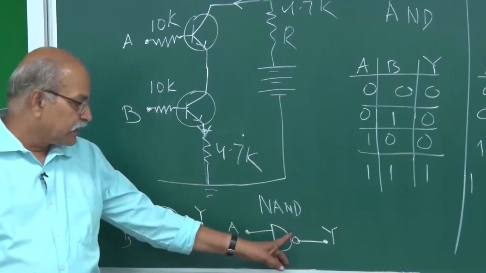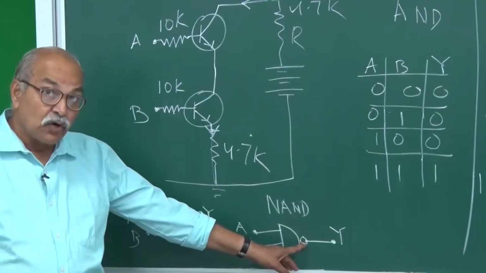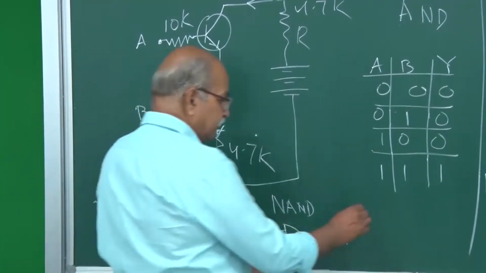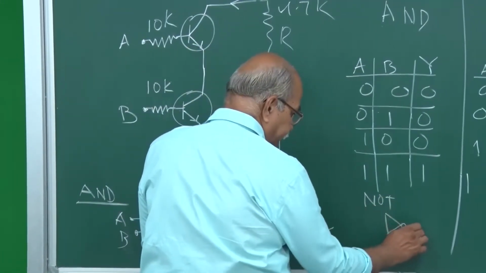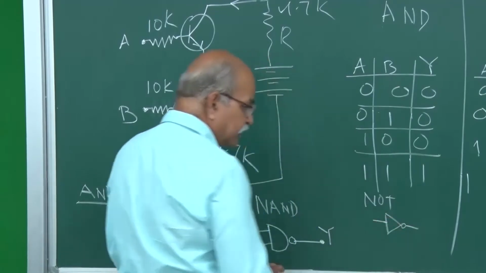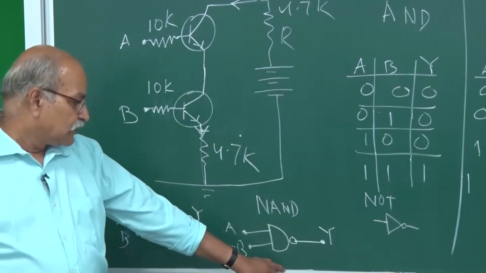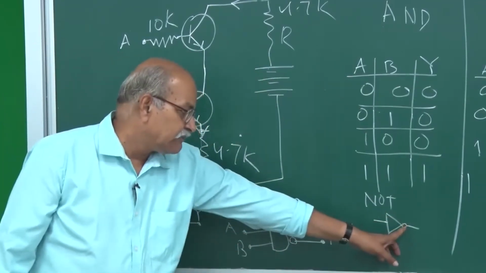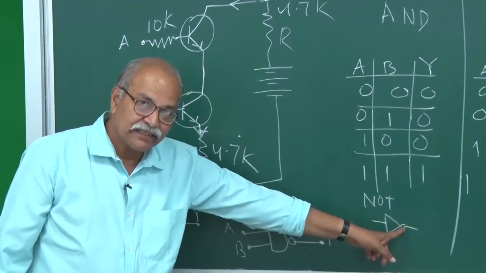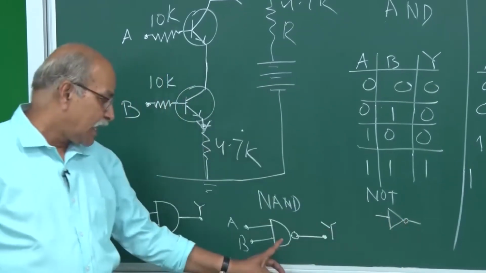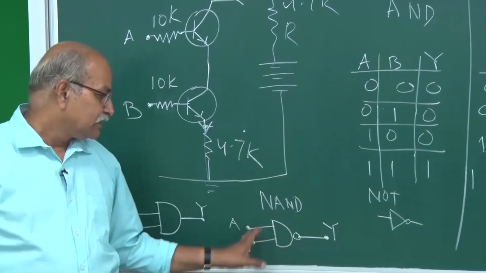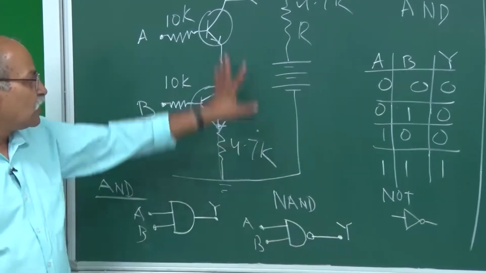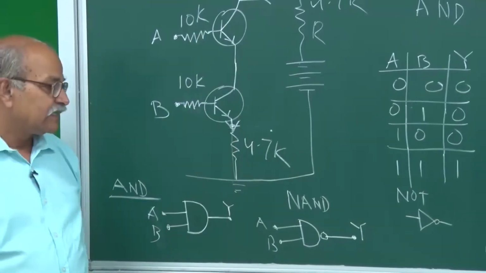So this circle here denotes NOT. Remember the symbol for NOT? The symbol for NOT was like this, single input. It was like this. So this circle, wherever you see this circle, you understand that this is NOT gate. So NOT of AND, and that is the symbol for NAND, and this is how you can realize this NAND gate.